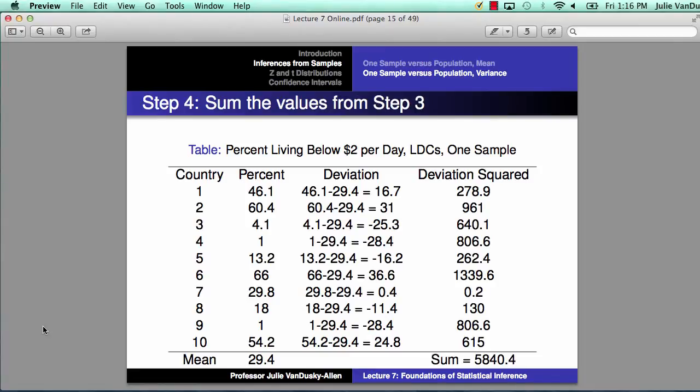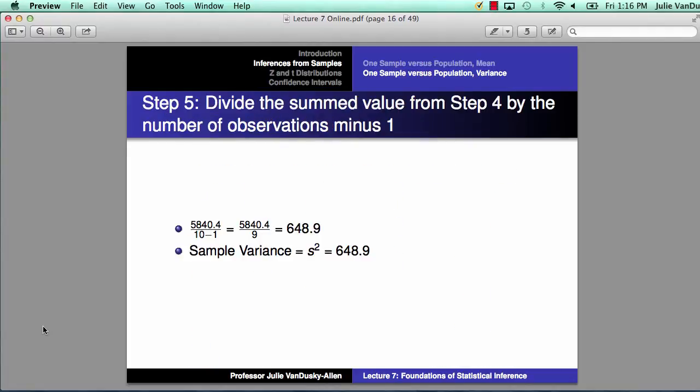Next, you add all the values from step 3 together. In this case, the value is 5,840.4. Then you take the value from step 4 and divide it by the number of observations minus 1. In this case, the number of observations was 10, so 10 minus 1 is 9. So the calculation is 5,840.4 divided by 9, which equals 648.9. So the variance for the percent living under $2 a day sample is 648.9.